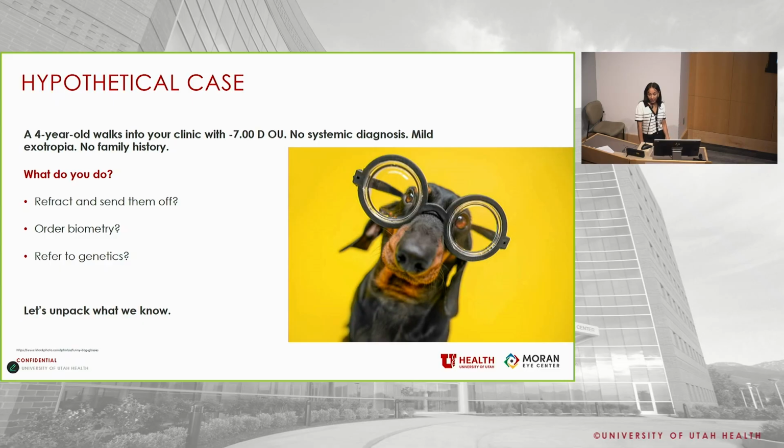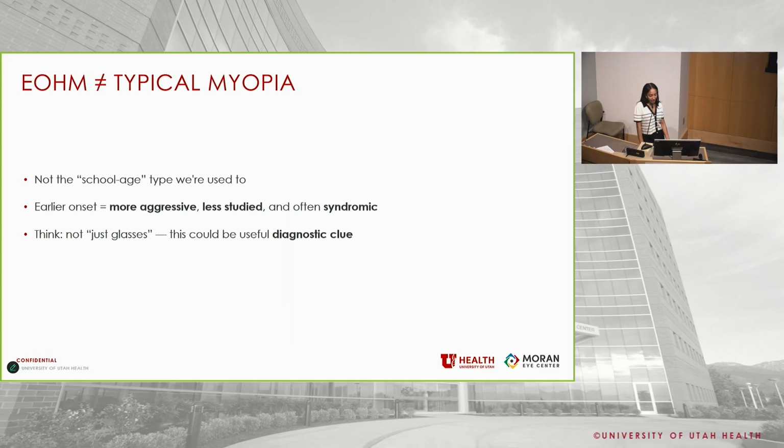So this presentation is my attempt to answer the question, what do we actually know about these kids? This isn't just the garden variety myopia that we're used to seeing. These kids have not even hit kindergarten yet, and their myopia is pretty severe. It's earlier, tends to be more aggressive, and often linked to something bigger. So we can potentially think of it as a diagnostic clue, not just a refractive label.